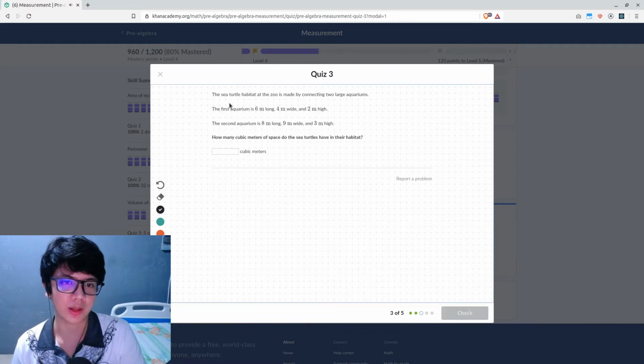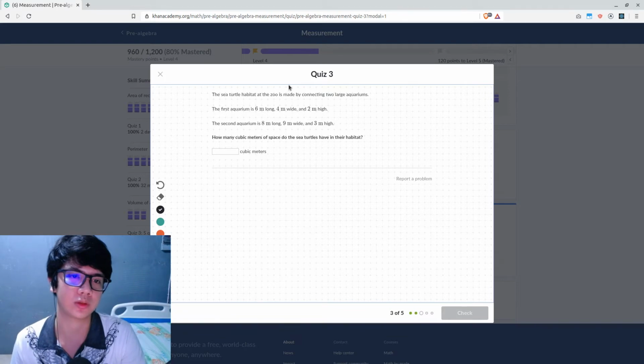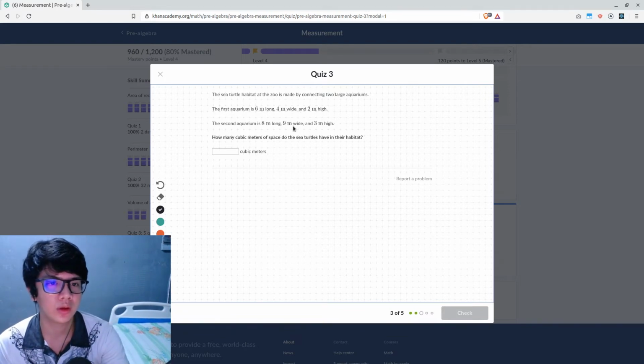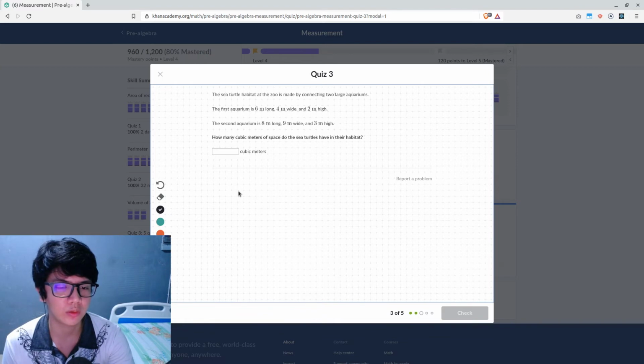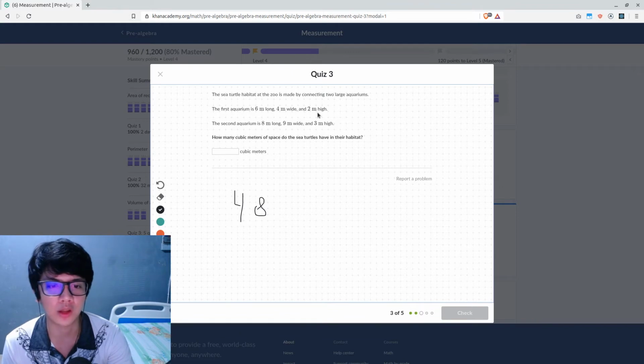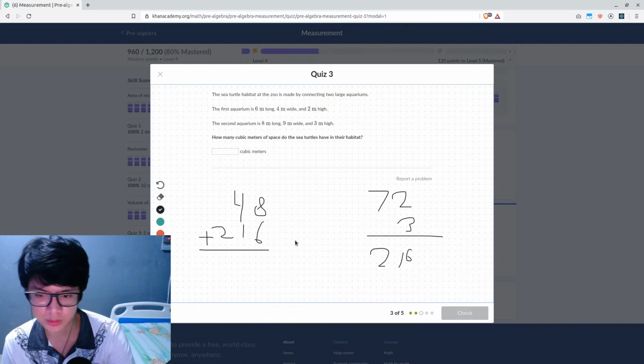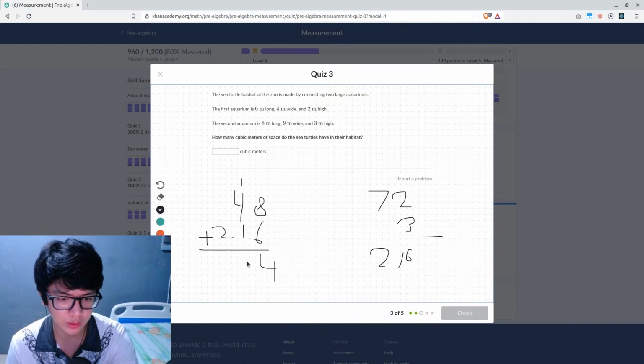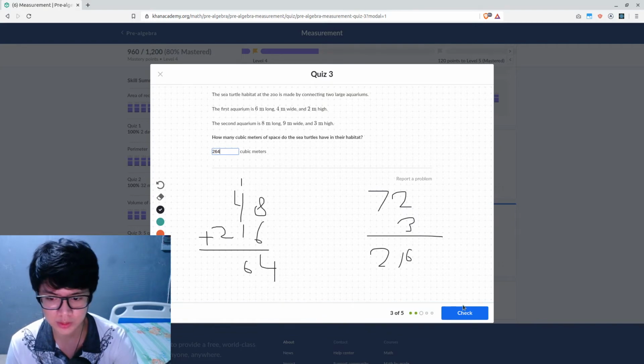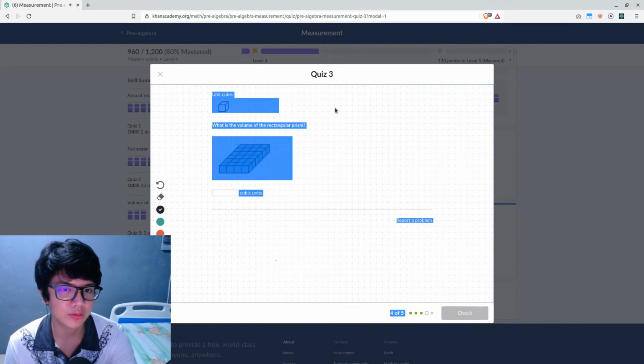The sea turtle habitat at the zoo is made by connecting 2 large aquariums. The first aquarium is 24, 48, and the second aquarium is, what's this? 8 times 72 times 3, we have 6, we have 21, 116, 6, 21, yeah, correct. So 14, 264, please. Cool.